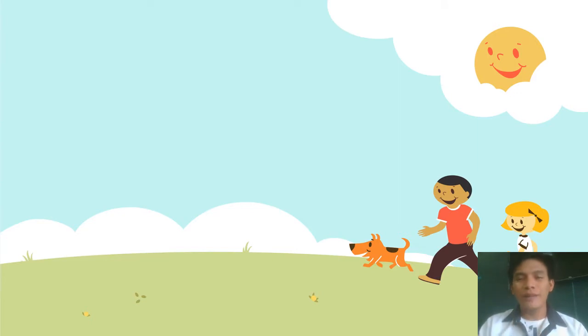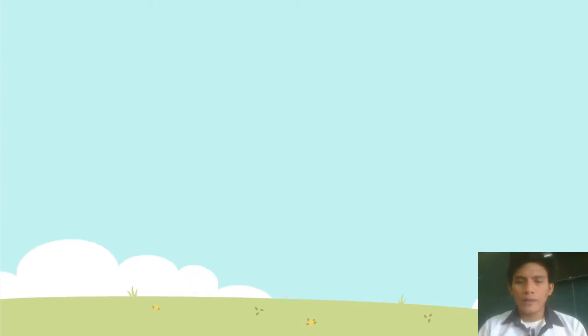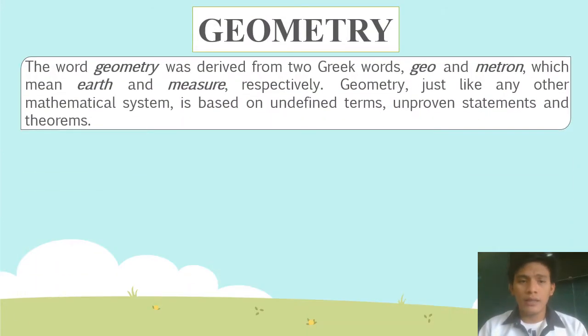In this topic, we'll discuss geometry. The word geometry was derived from two Greek words, geo and metron, which mean earth and measure, respectively. Geometry, just like any other mathematical system, is based on undefined terms and proven statements and theorems. That's geometry.